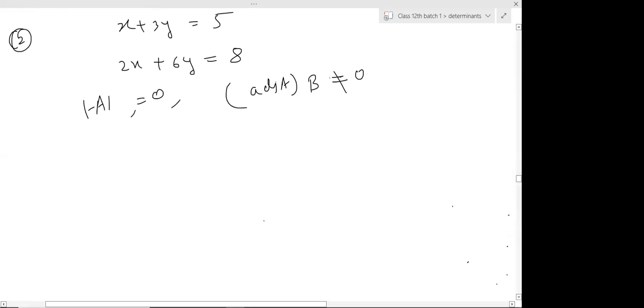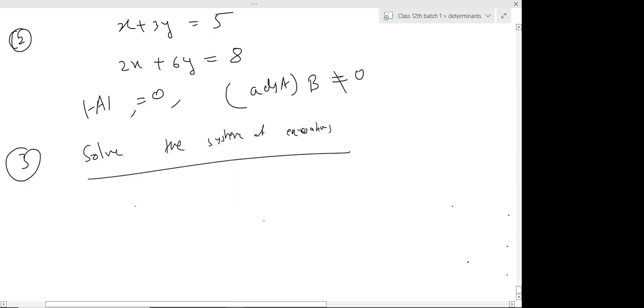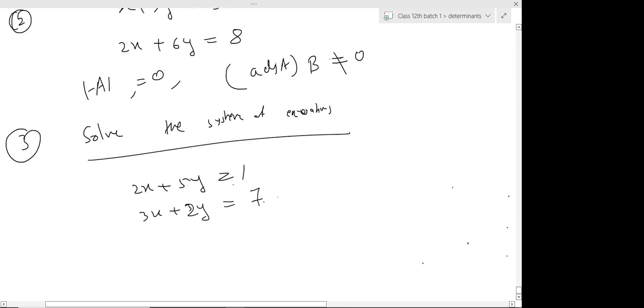Now some good questions. Solve the system of equations: 2x plus 5y equals 1, 3x plus 2y equals 7. All right, this you have to solve, and solve means we have to find x and y.